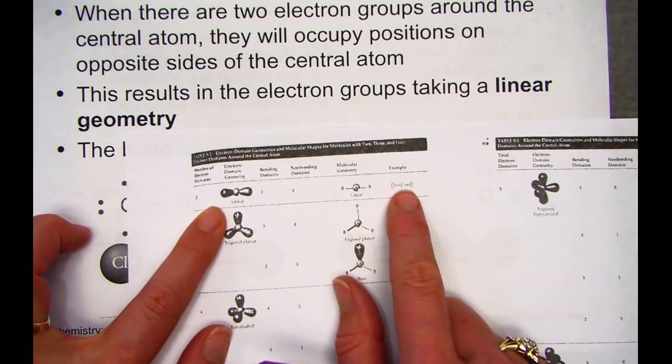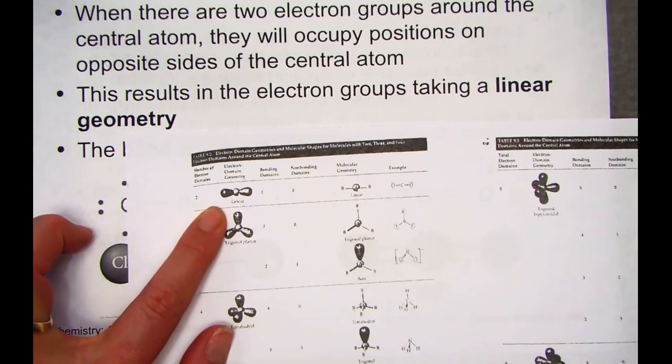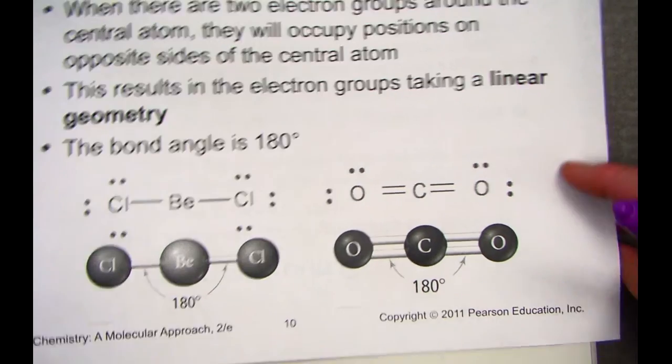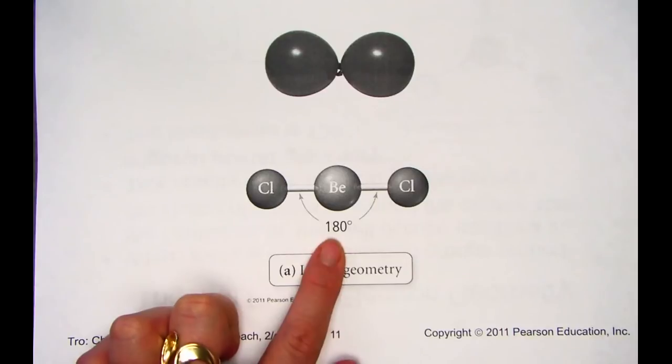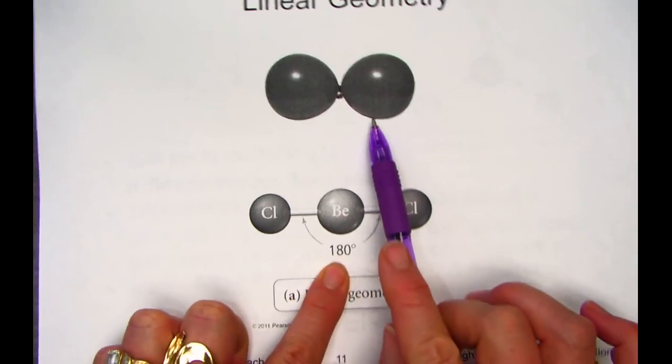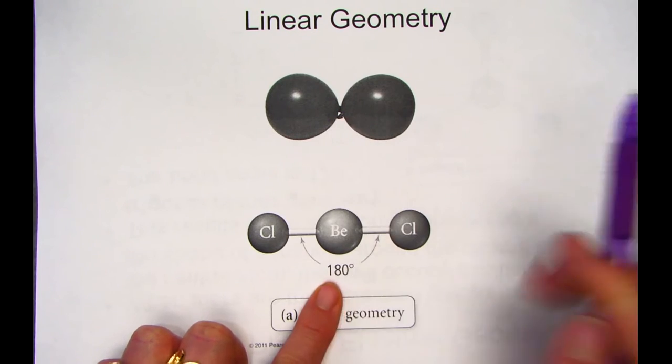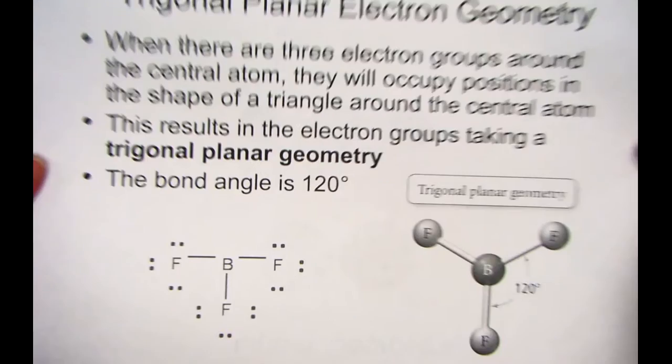Coming off of a central atom, going in opposite directions, we see a linear molecule. Carbon dioxide is linear. The linear geometry clearly shows 180 degrees. This is just a picture showing two balloons tied end to end creating a linear electron cloud, linear geometry.